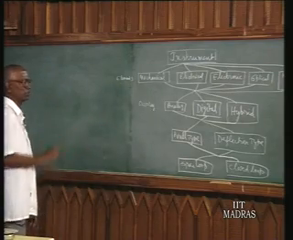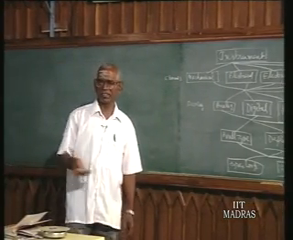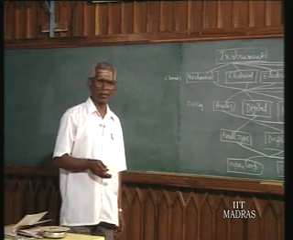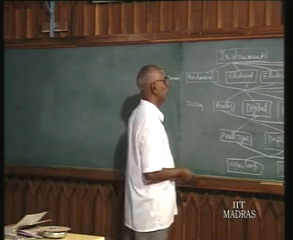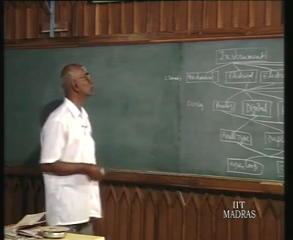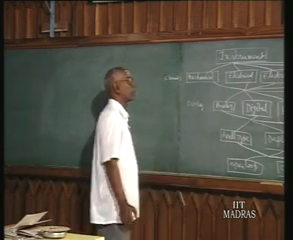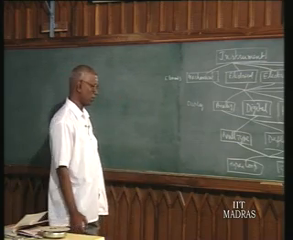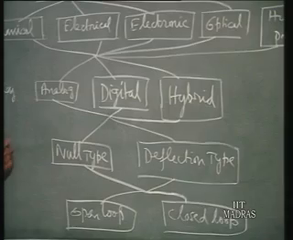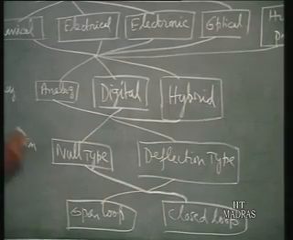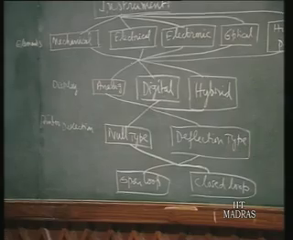So based on this display, instruments are divided. It's a digital instrument, voltmeter, or analog instrument, or hybrid instrument. That way it is classified. Then another way of classifying instruments, the whole field of instruments, is either a null type of instrument or a deflection type of instrument. It is based upon whether pointer deflection is there or not.